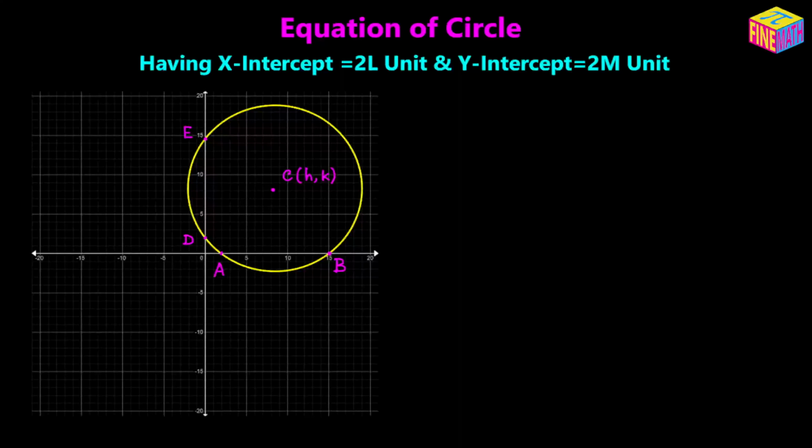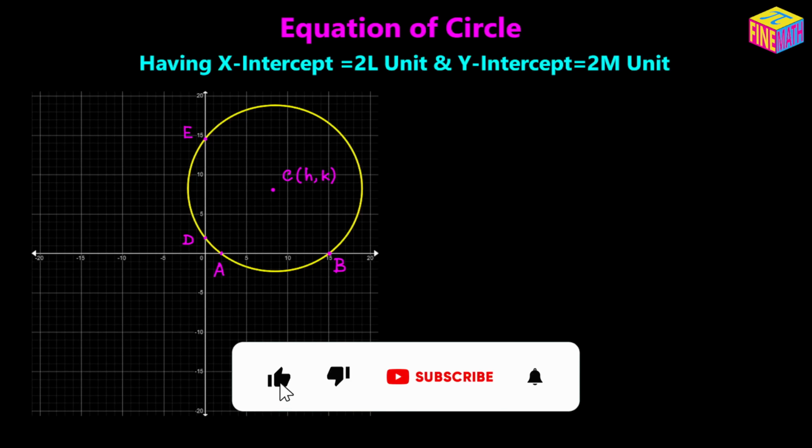Hi everyone, in this video we are going to see how to find the equation of a circle that has an x-intercept of 2l and a y-intercept of 2m unit. Let's suppose we have a circle like this having the center at point C, coordinates h, k, and let's suppose it cuts the x-axis at points A and B and it cuts the y-axis at points D and E.